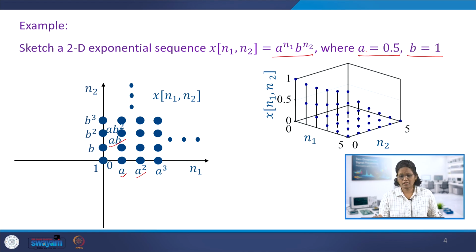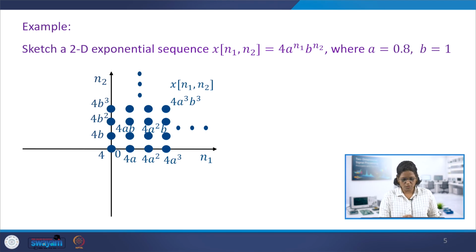This could be varied, and we can get also. We will see another example in which this is 4a power n1 and b power n2. In this, 4, a constant, is multiplied. Here a is 0.8 and b is 1. So if we plot this sequence again, how do we visualize it?